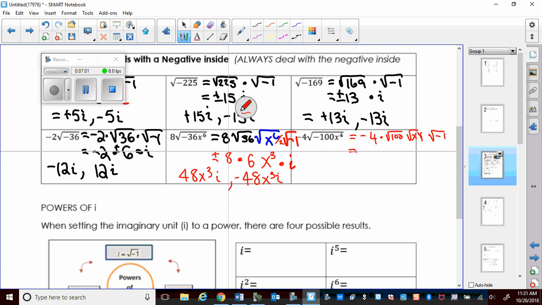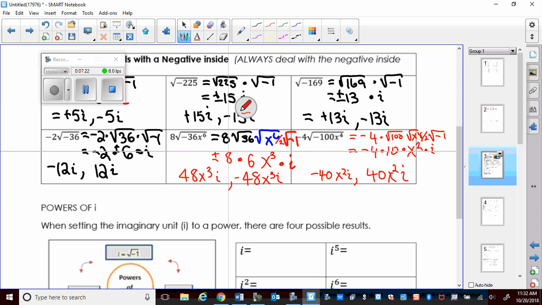And simplifying, I get negative 4 times 10. Divide by 2 for the exponent, and I get times x squared times i. Putting it together, I get negative 40 x squared i, comma, positive 40 x squared i.